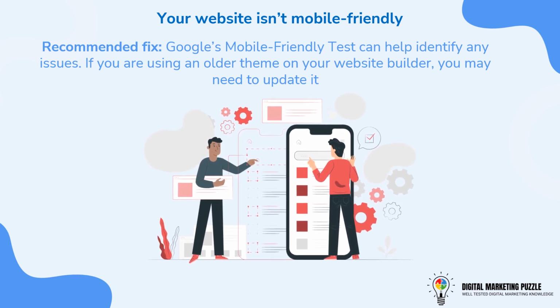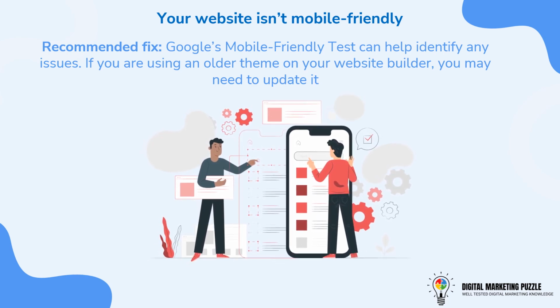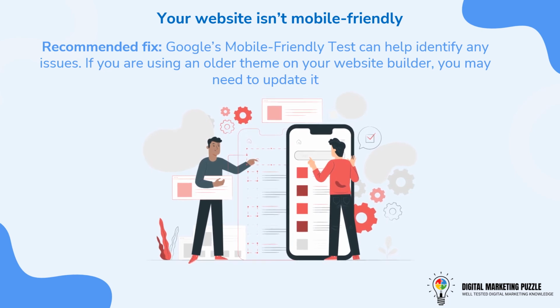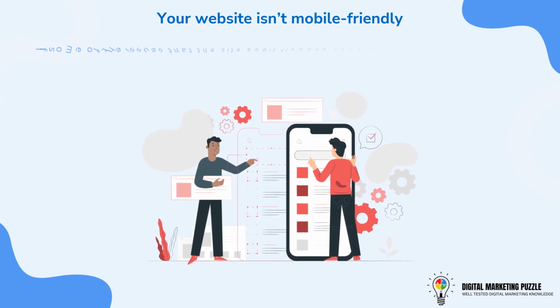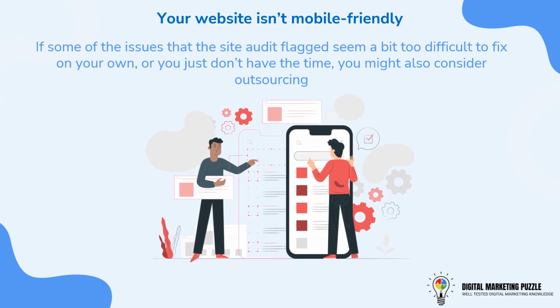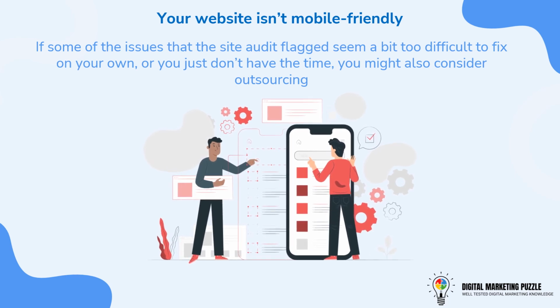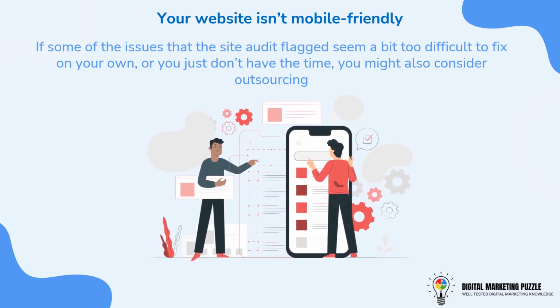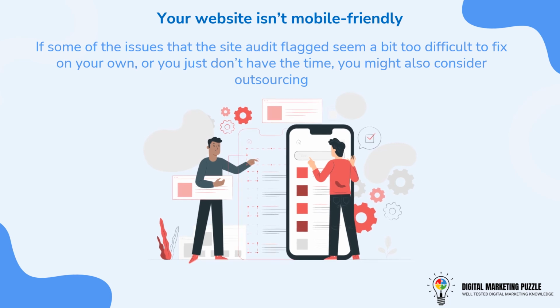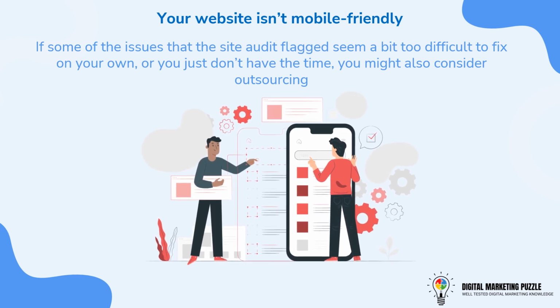It may seem overwhelming at first, but just tackle the key issues the audit has brought to light and then work your way back, in order of priority. If some of the issues that the site audit flagged seem a bit too difficult to fix on your own, or you just don't have the time, you might also consider outsourcing. You can find a freelancer on sites like Upwork, Indeed, or Fiverr, consult your network, or look for a local digital marketing agency.